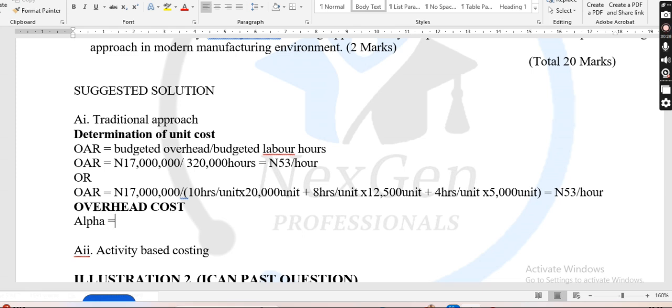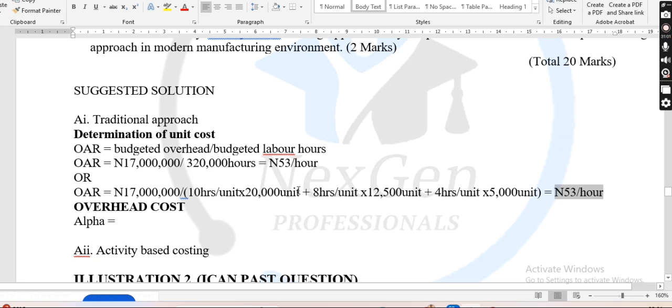Okay. Now we want to charge this 53 naira per hour to the what? To their overhead. We want to know the overhead cost. Don't forget that it is based on labor hours. Now, what is the total number of hours that they use to produce these 20,000 units, class? Because that is the basis of absorption, on the basis of labor hours. So we need to get, because this 53 naira is per hour, how many hours did they use to produce that unit?